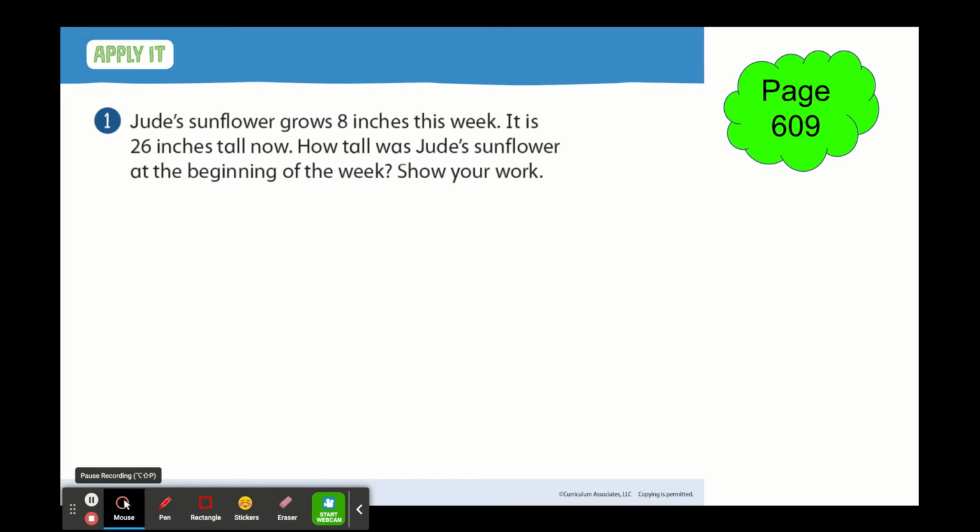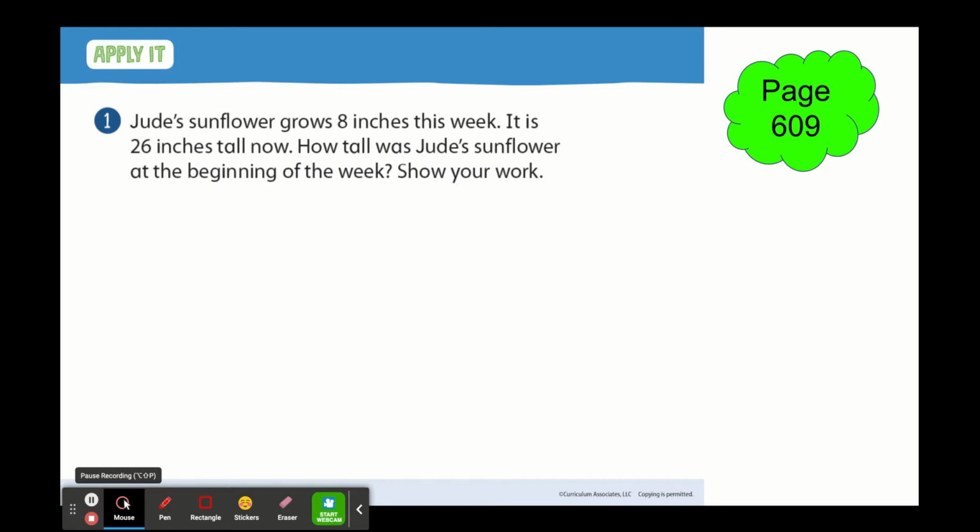So I'm going to read it a second time. Jude's sunflower grows 8 inches this week. It is 26 inches tall now. How tall was Jude's sunflower at the beginning of the week? Show your work. What is the problem asking? If you say the problem is asking how tall was Jude's sunflower at the beginning of the week, you are correct.